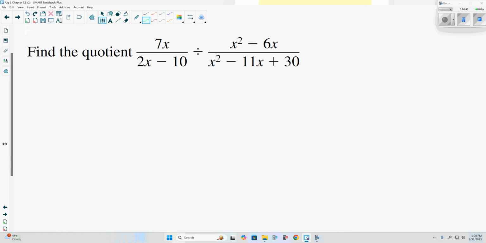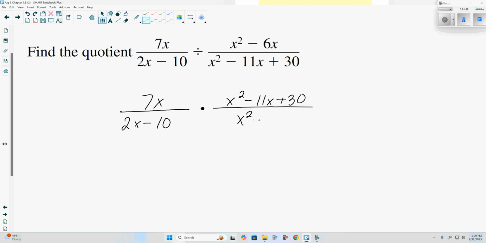With division, when we're dividing two rational expressions, the first thing we do is keep the first expression the same. So it's going to still stay 7x over 2x minus 10. Then we're going to change it from division to multiplication and flip the second. So dividing two rational expressions is the exact same as dividing two fractions. So we keep, change, flip.